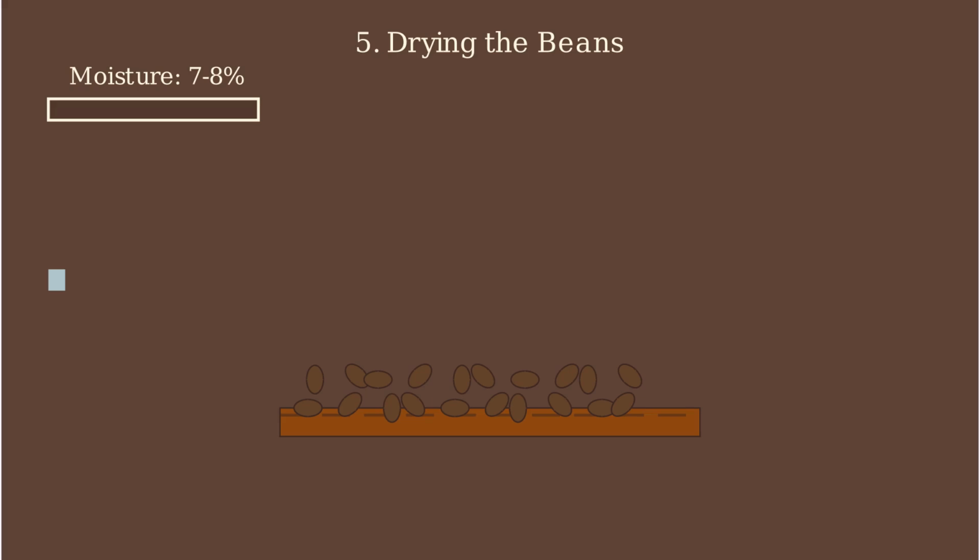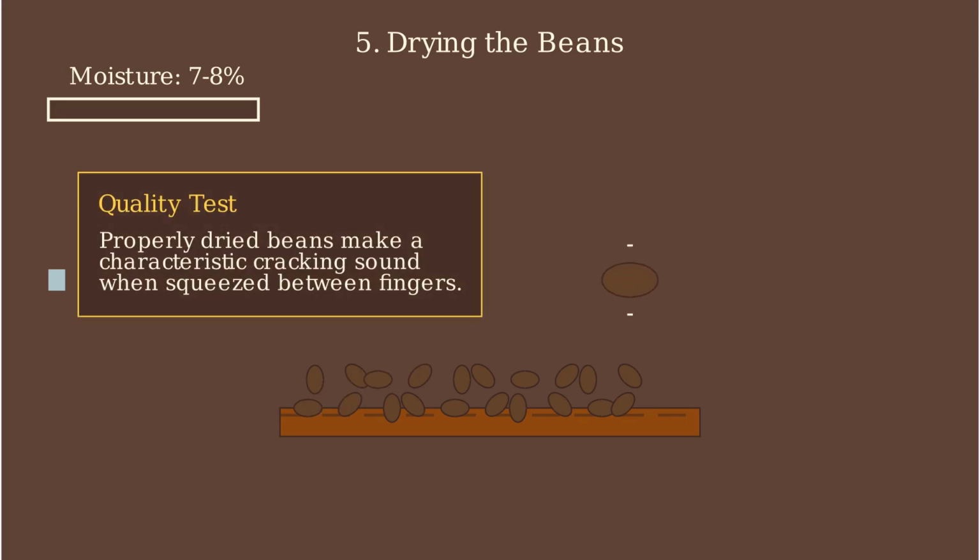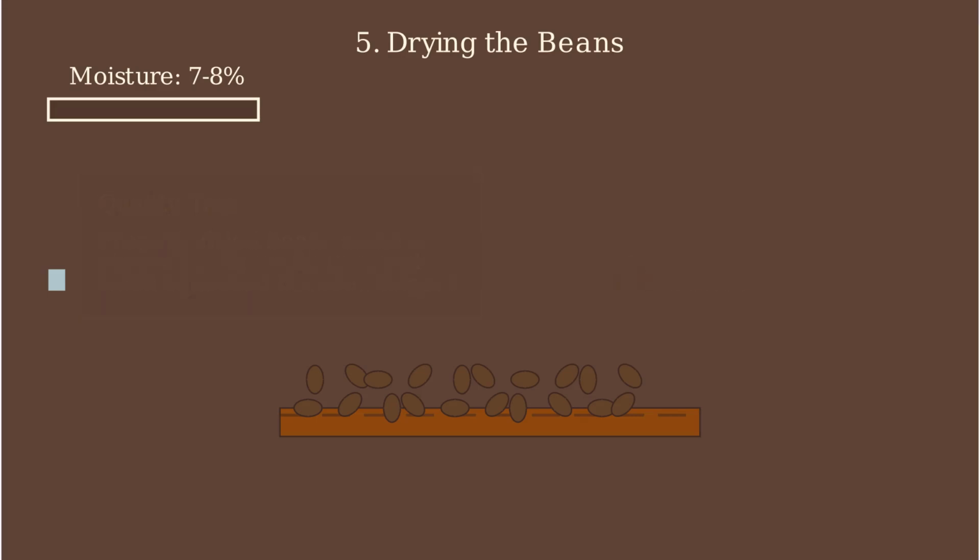This prevention of mold growth is crucial for safe transportation and storage. Properly dried beans can be tested for quality. They make a characteristic cracking sound when squeezed between fingers. The drying process is a critical quality control step in chocolate production, ensuring beans are stable for the next stages.